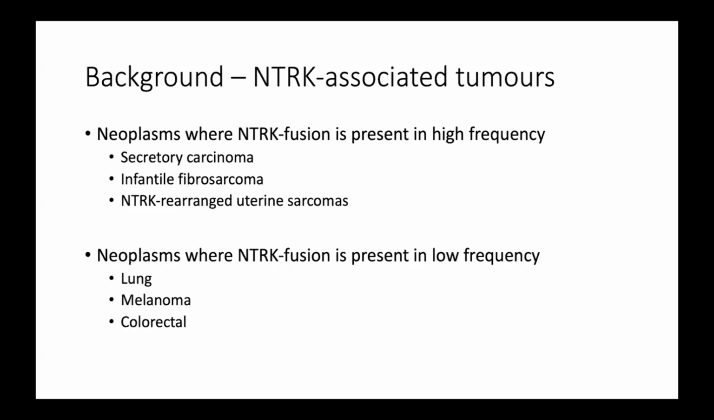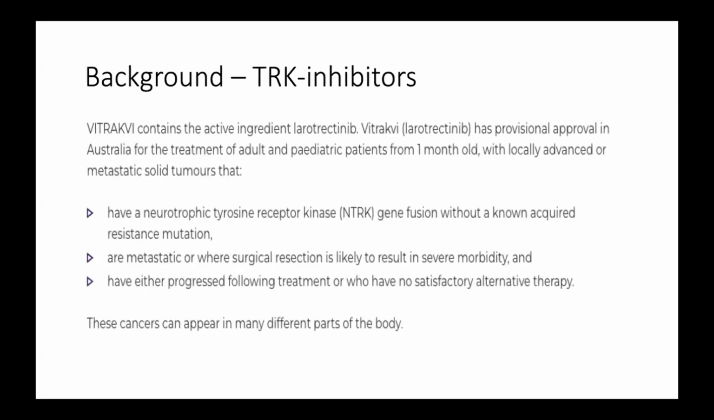So, for example, secretory carcinoma of the salivary gland and breast, infantile fibrosarcoma, and NTRK rearranged uterine sarcomas, which we'll be talking about today. And then there's neoplasms where NTRK fusion is present in a low frequency, and it's part of a pool of fusions or gene alterations that are present, but it's not a defining characteristic of the tumor. So, for example, lung, melanoma, and colorectal cancers can all have these. And the reason it's important is because there are TRK inhibitors.